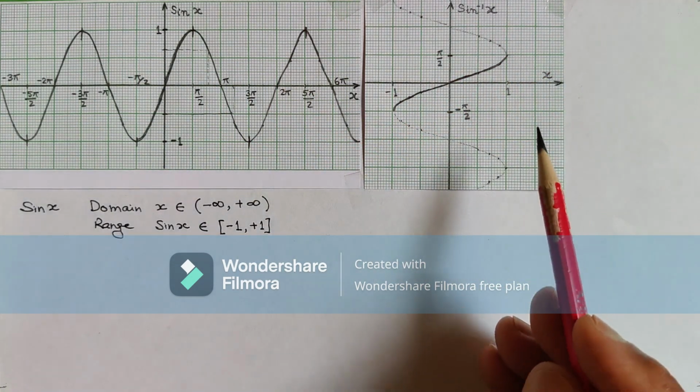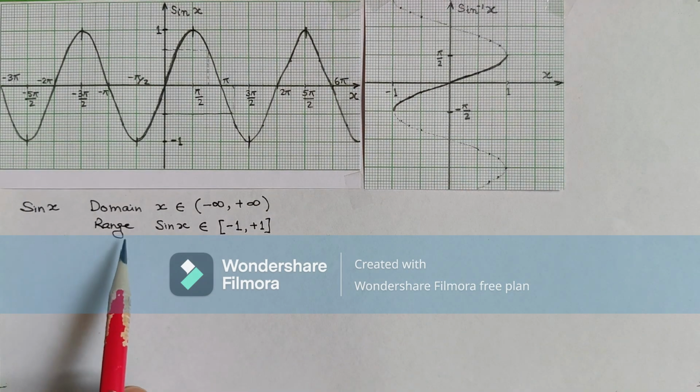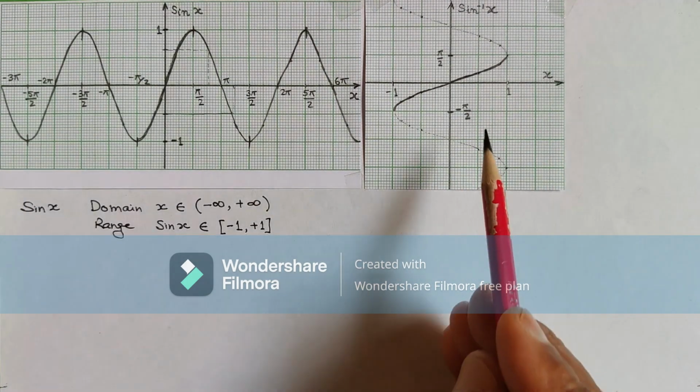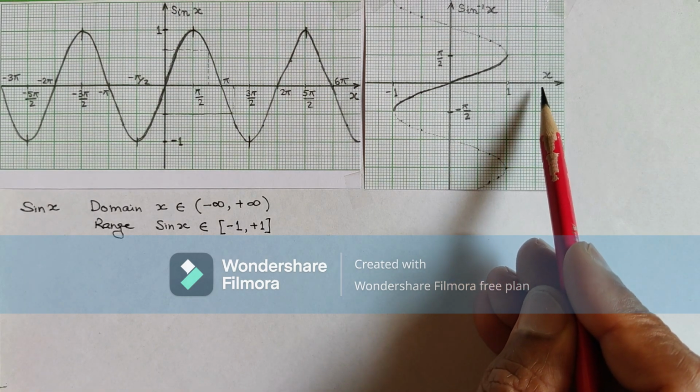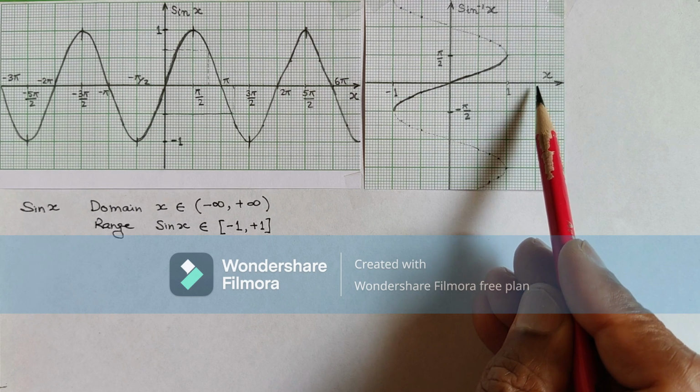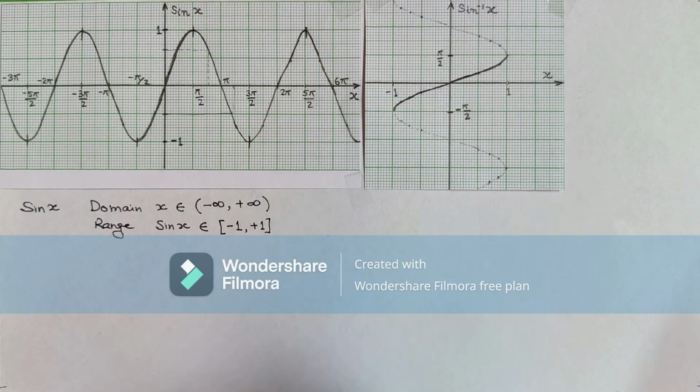When we come to sine inverse, the range here becomes the domain of sine inverse. I cannot find sine inverse of a value which is greater than 1 or which is less than minus 1.